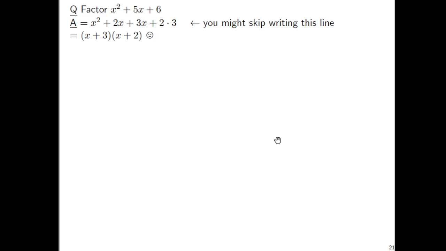Okay, let's factor x squared plus 5x plus 6. This may look very peculiar. You'll probably skip this kind of line in the future. I know that I certainly do. I'm just trying to illustrate a point for right now: you could write 5x as 2x plus 3x, and you can write 6 as 2 times 3. This looks a little more like the FOIL formula just in reverse. Most of the time, people are going to jump directly from x squared plus 5x plus 6 to the x plus 3 times x plus 2 line.